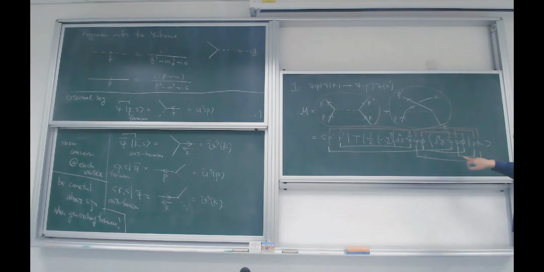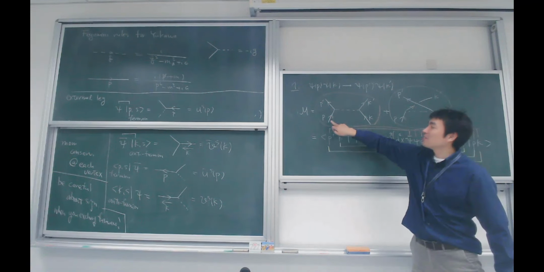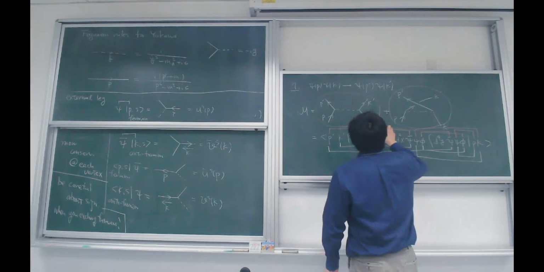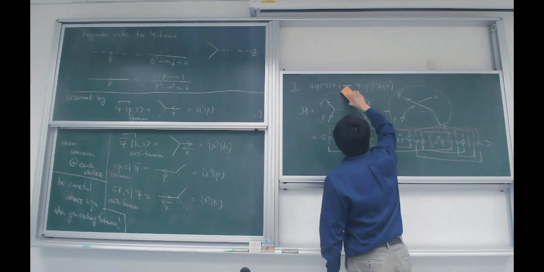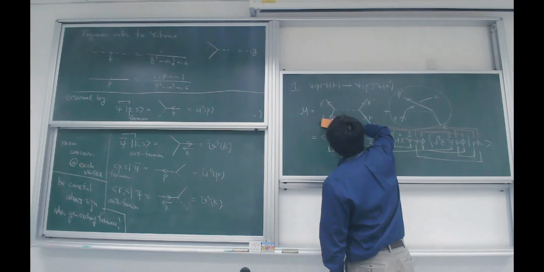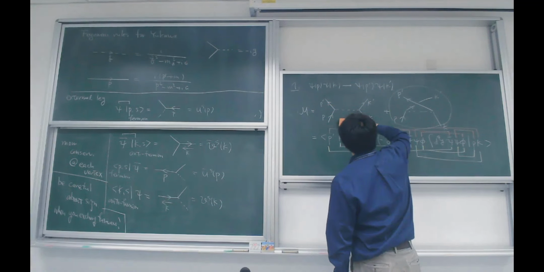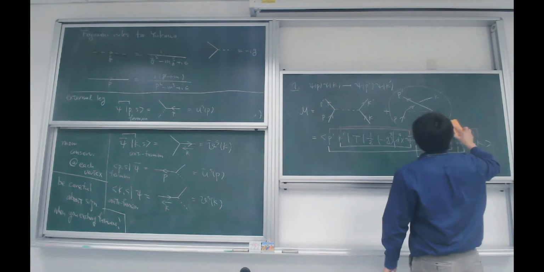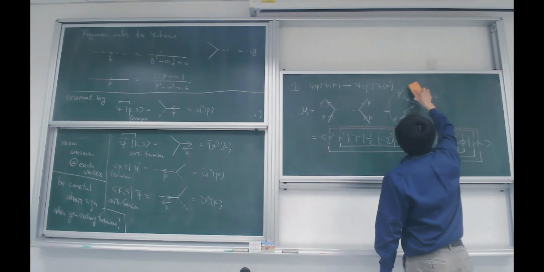Okay, so psi is contracted with P, right? And its partner should be contracted with P prime, which means this vertex is this one. Therefore it's opposite. I'm very sorry. It's confusing. Sorry.